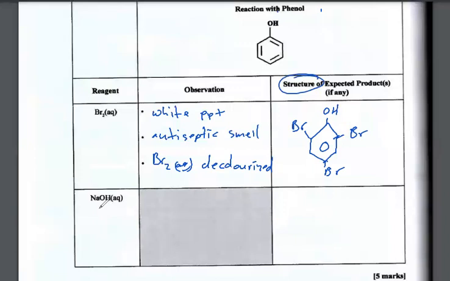All right, so once it's sodium hydroxide, what will be replaced on phenol? The hydrogen, H. So I'm going to get O, Na.